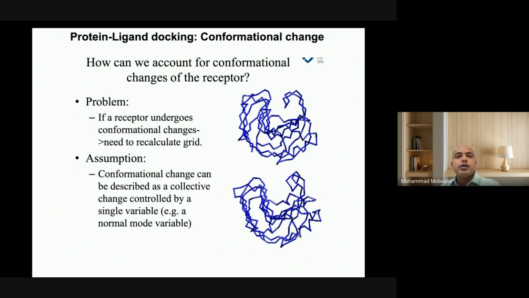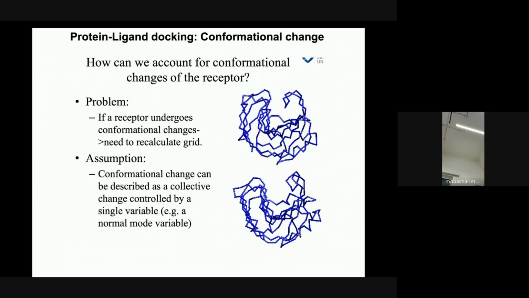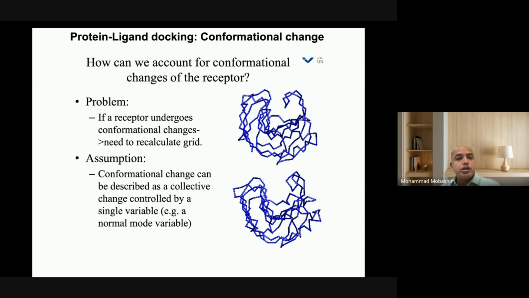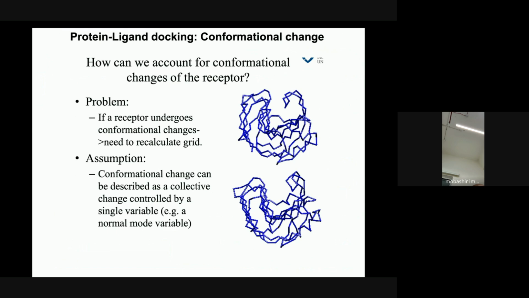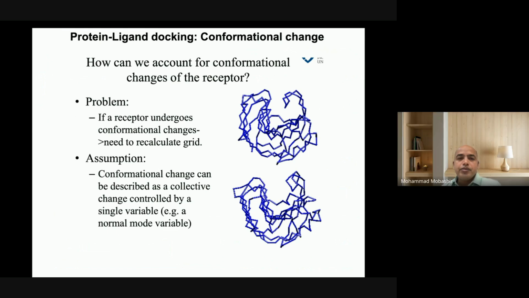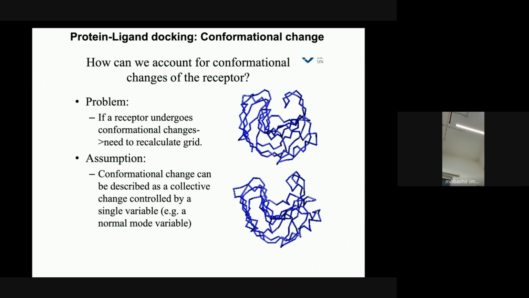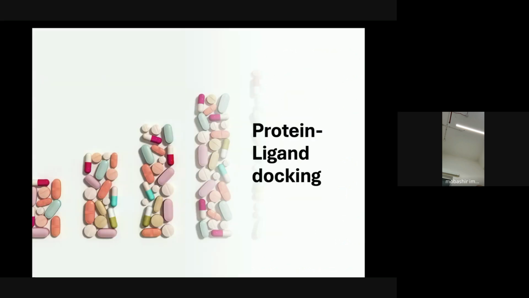So here, how can we account for conformational changes of the receptor? If a receptor undergoes conformational changes, then each time there is a need to recalculate the grid energy. Assumption: conformational changes can be best described as a collective change controlled by a single variable.